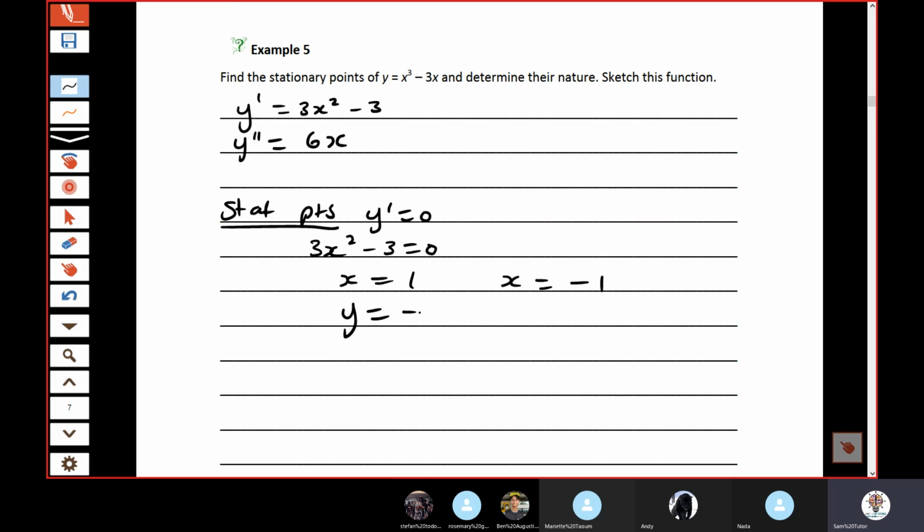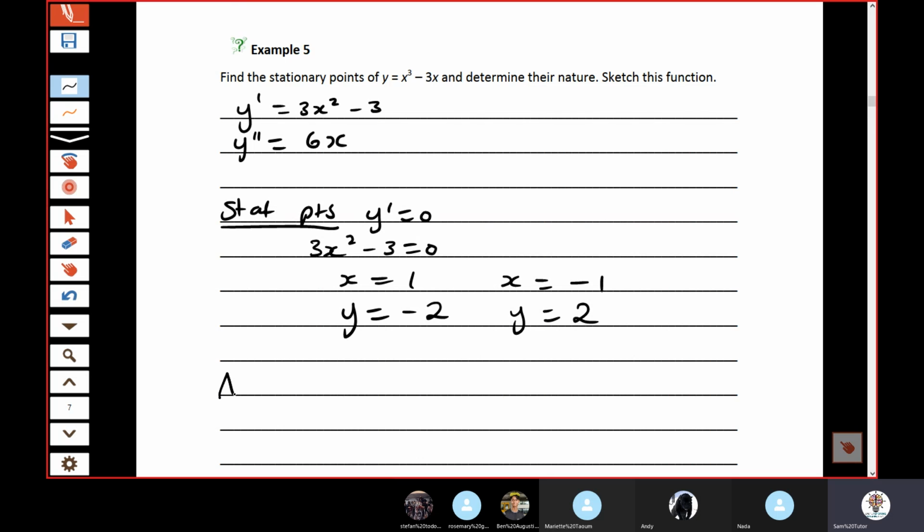1 take away 3. Negative 2. Negative 1 plus 3 is 2. If I'm not doing my math wrong. Done. You found your stationary points. 2 marks.